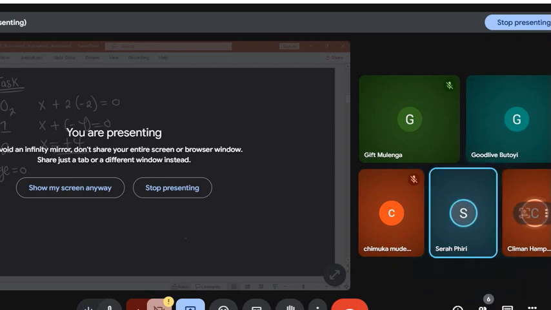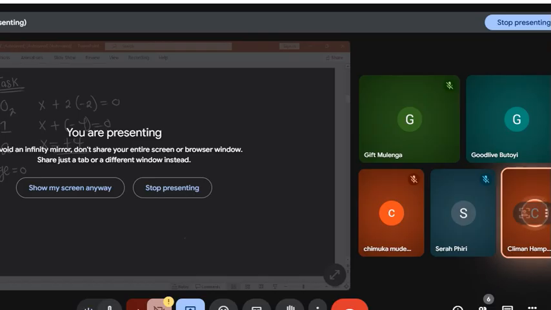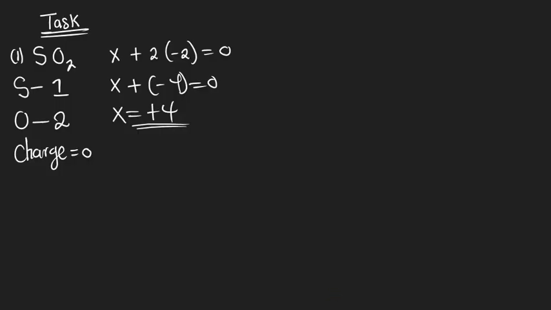Sarah Perry, your mic is on. Sarah, your microphone is on. Who found what's this? Someone found plus 4. Okay, it's okay. That is the correct answer.